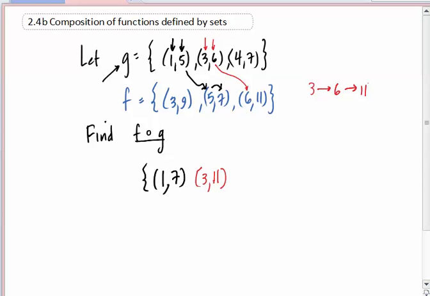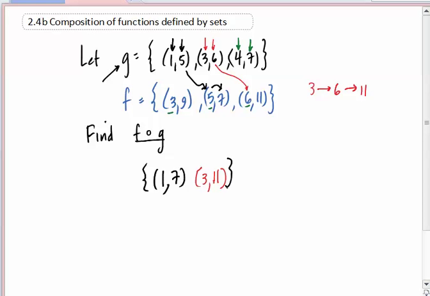Okay? Let's see about another one. I put in 4, I get out a 7. Unfortunately, I don't have a 7 into which I can put the output of the g function. So this is all I can do for that function. That's all I can do.